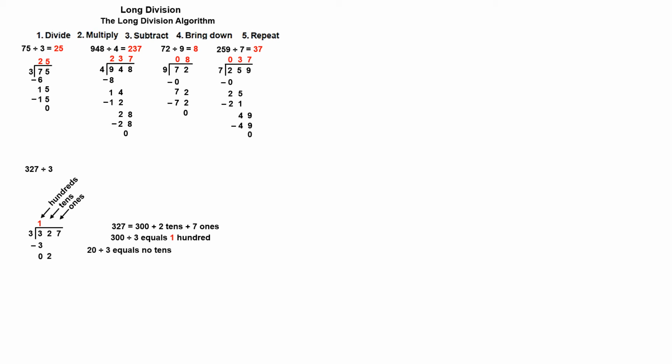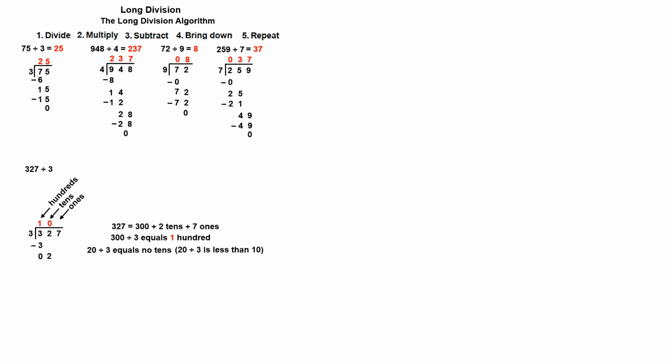Dividing 2 tens by 3, we get no tens. 2 tens divided by 3 is less than 10. It means that 3 does not go into 2 of the tens. So the quotient will not have any tens, and we put 0 in the quotient in the tens place.